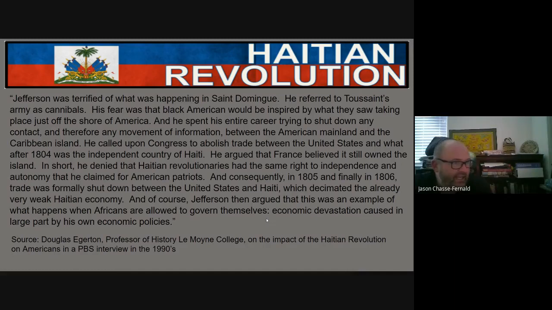In short, he denied the Haitian revolutionaries had the same right to independence and autonomy that he claimed for American patriots. Consequently, in 1805 and finally 1806, trade was formally shut down between the United States and Haiti, which decimated the already very weak Haitian economy. And of course, Jefferson then argued that this was an example of what happens when Africans are allowed to govern themselves: economic devastation caused in large part by its own economic policies. That's a pretty damning portrayal of Jefferson there.